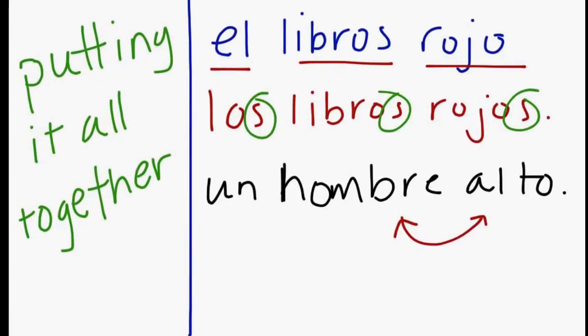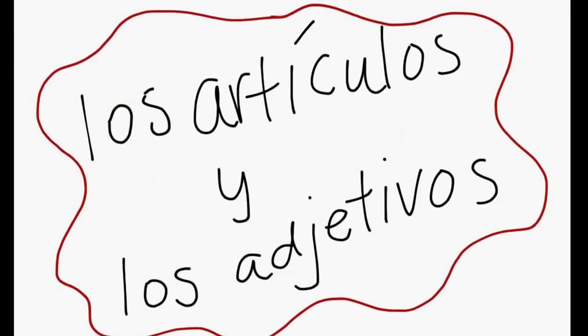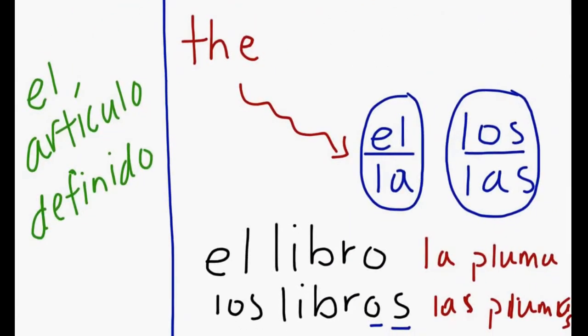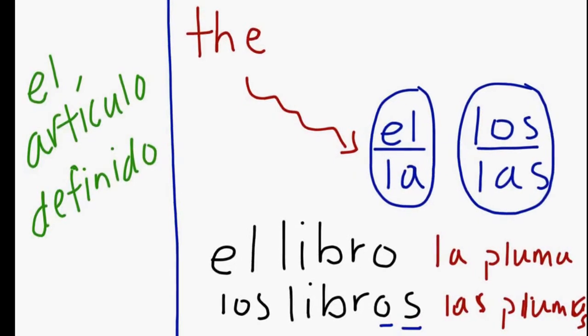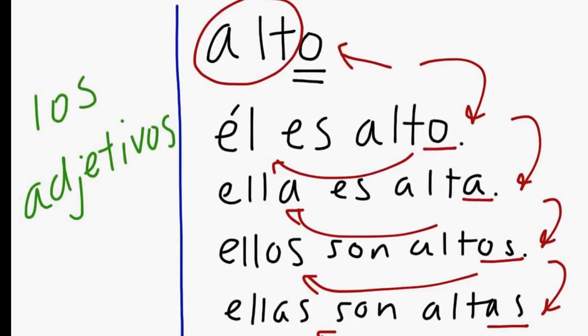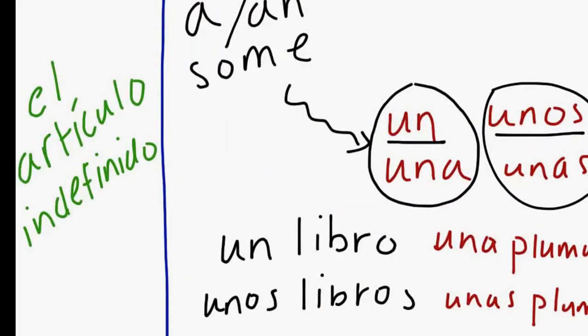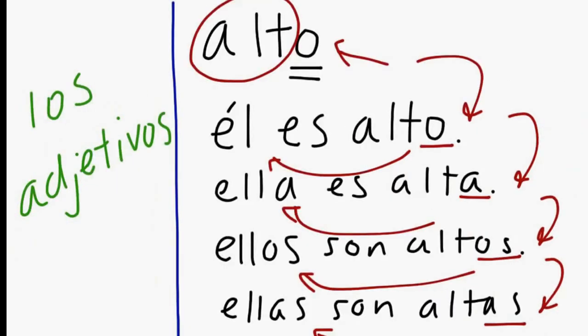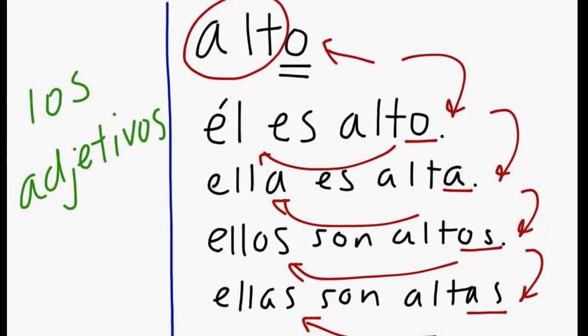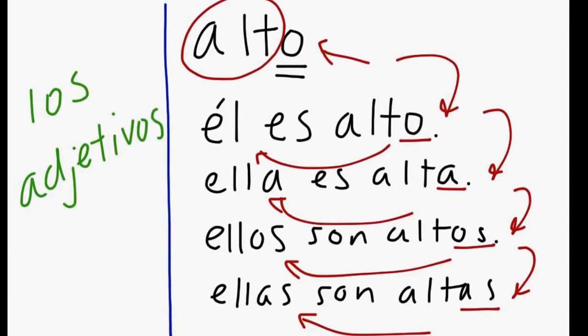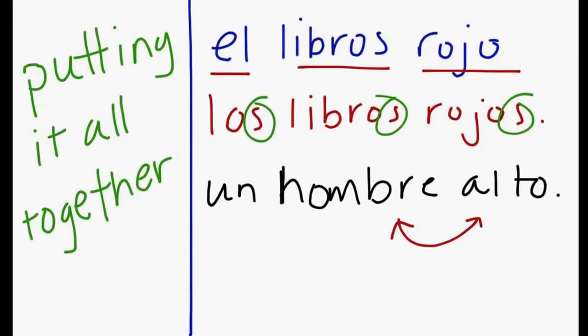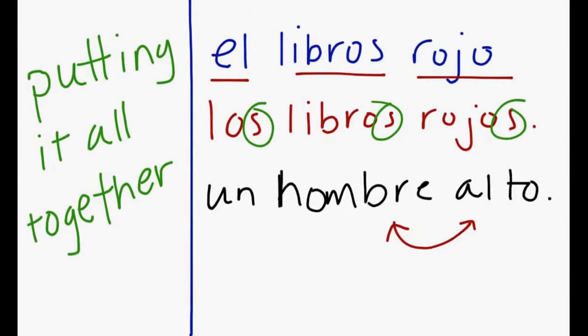So hopefully today we met our objectives. We talked about the definite article, which is the, and how it has to match the noun. We talked about the indefinite article, which is a, an, or some, and how that matches the noun. And we talked about the adjectives, right? How you take the adjective and you have to change the ending to make it match whatever gender and singular plural that you got. And then the last part is how you put it all together, that all three parts, the article, the noun, and the adjective all have to match.